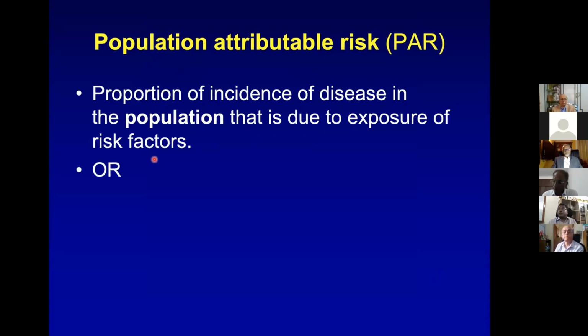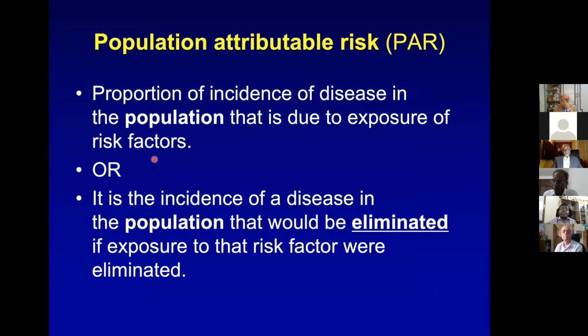Let's put it in another way. Let's have another definition. Sometimes complementary definitions help us to understand a situation better. If you want to remember between the two, maybe the second one is easier and better to remember. PAR is the incidence of a disease in the population that would be eliminated if exposure to that risk factor were removed from that population, right?